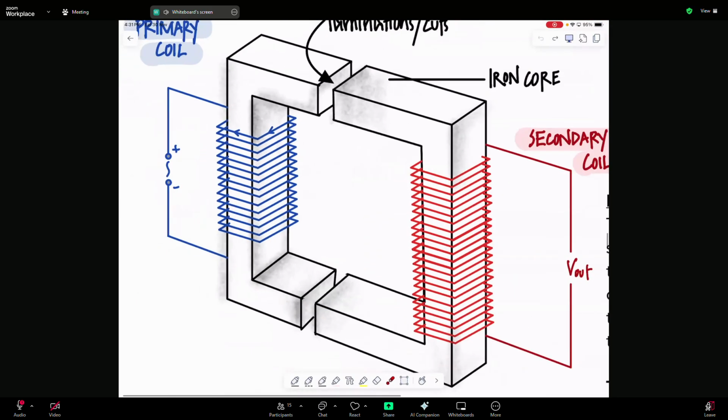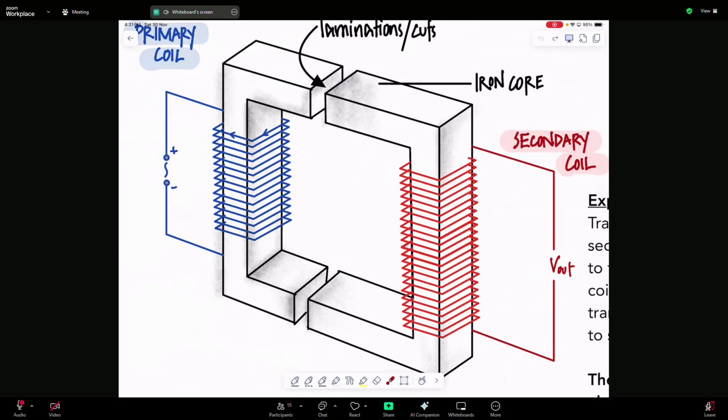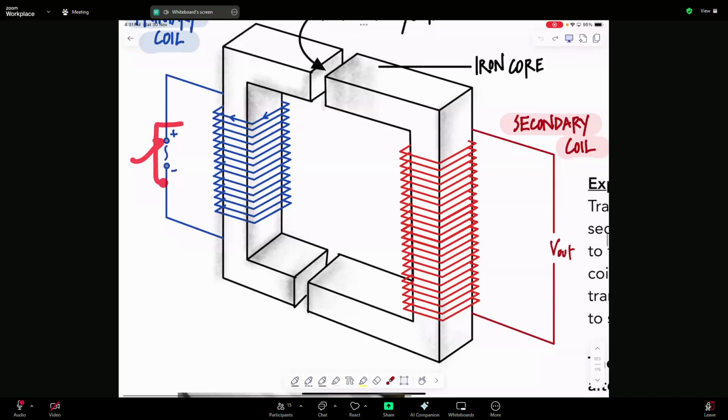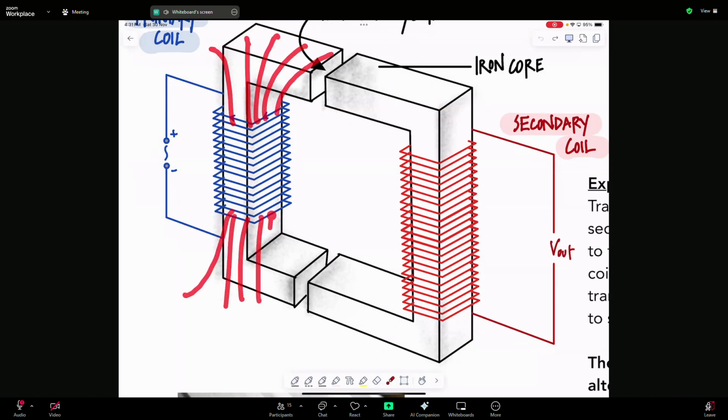Before I answer, I want to see how far you remember. So, where does it all start? Primary coil, right? Very good. And the primary coil has what supply? AC supply. And the AC supply passes through this coil here. And the AC supply produces a what around the coil? Magnetic field. But because it's an alternating current, the magnetic field also what? Alternates, right? It keeps changing direction.